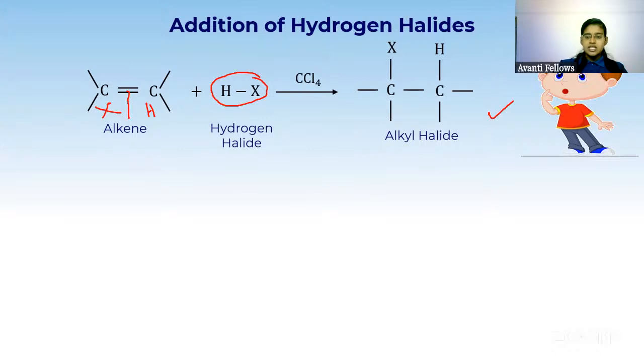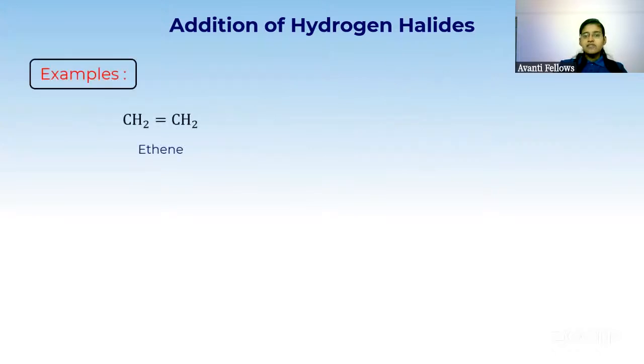Now let's see one example. I have taken ethene. Ethene means a two carbon containing alkene, CH2 double bond CH2. To this, add HBr in presence of CCl4. So what will we get? We have to break this bond.